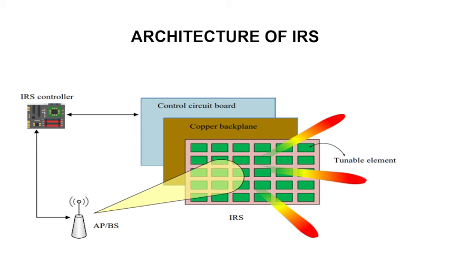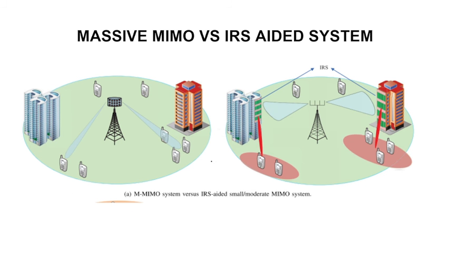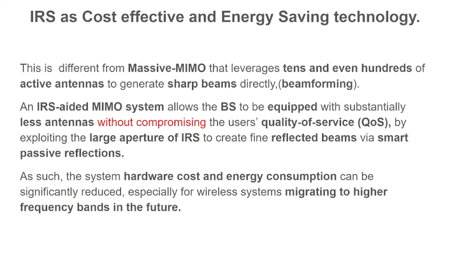Architecture of IRS: IRS controller, control circuit board, copper backplane, IRS tunable element, access point, base station. Massive MIMO versus IRS aided system. IRS is a cost-effective and energy-saving technology.